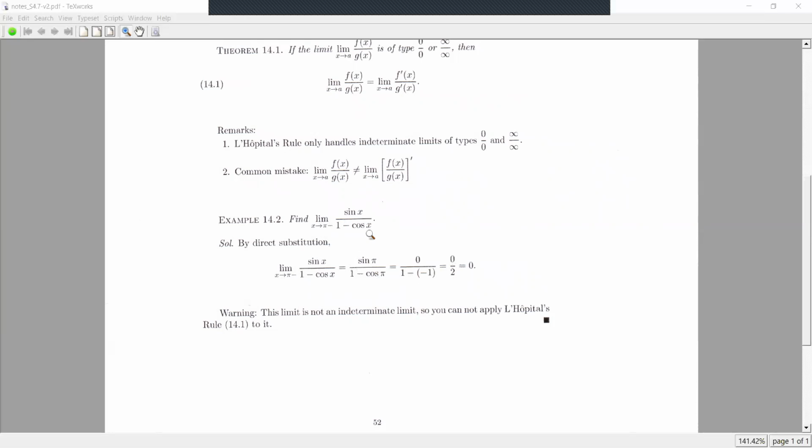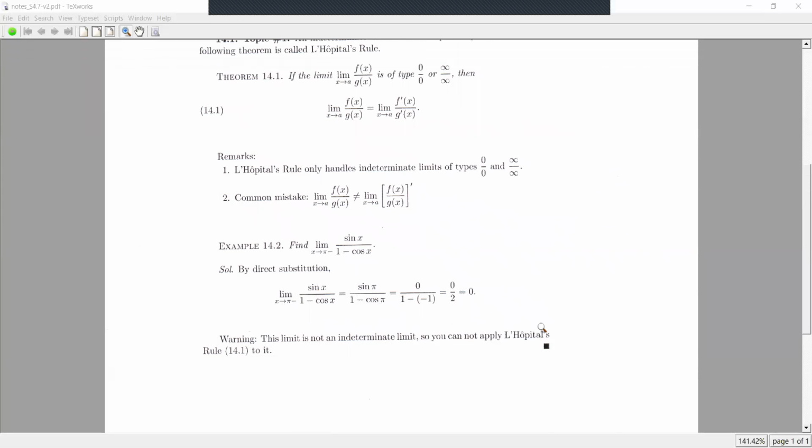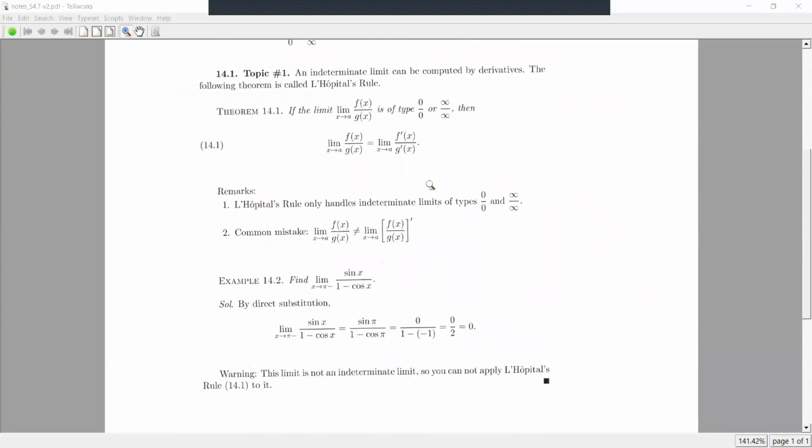Actually, this limit is an easy limit, not a difficult limit. Direct substitution can handle this limit. So for this limit, I put a warning. This limit is not an indeterminate limit, so you cannot apply L'Hopital's rule. L'Hopital's rule handles difficult limits. And also those difficult limits are either one of these two types.